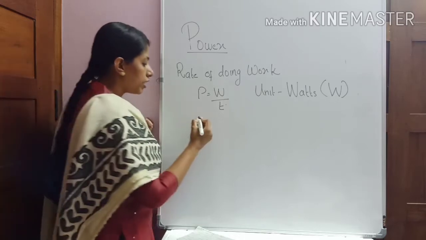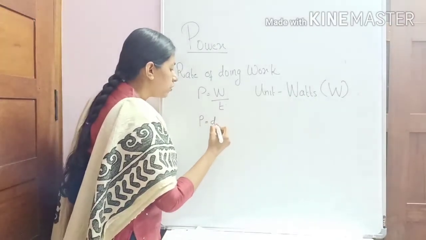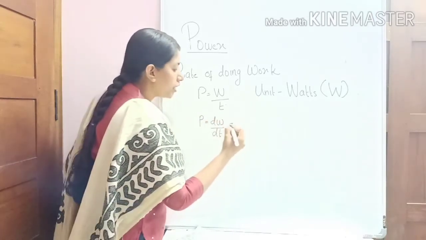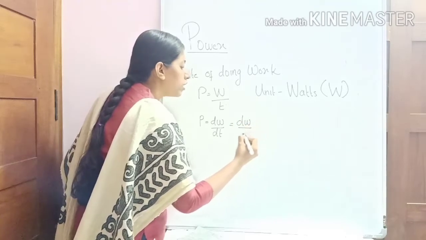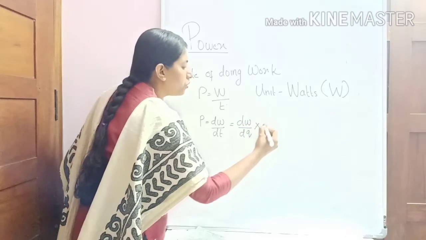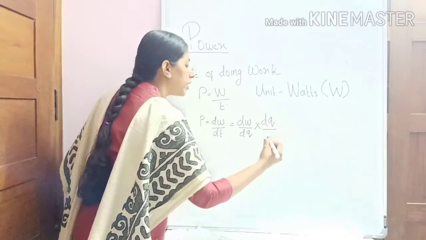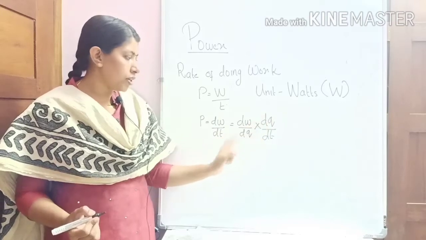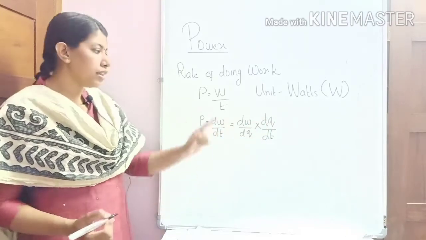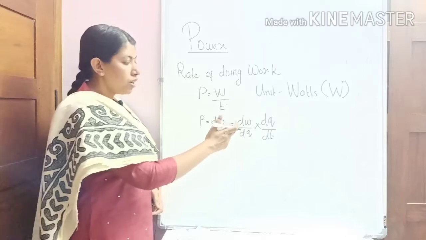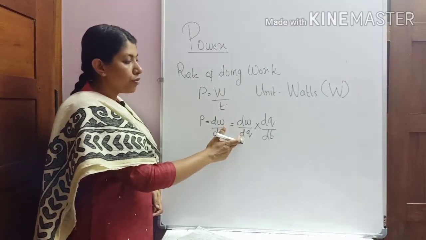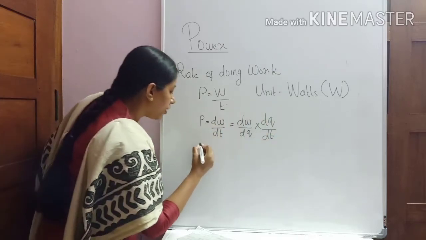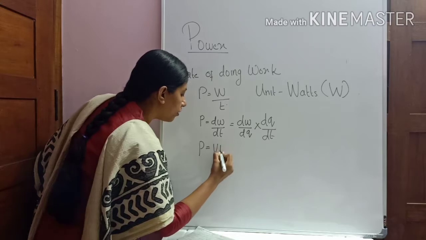So this can also be written as P is equal to dW by dt, which can also be written as dW by dq into dq divided by dt. Both of these will be the same, because if you cancel dq by dq, it will be the same as dW by dt. We have already studied that work divided by charge is given by voltage, and dq by dt is the value of current. So the equation for power will become P is equal to V into I.